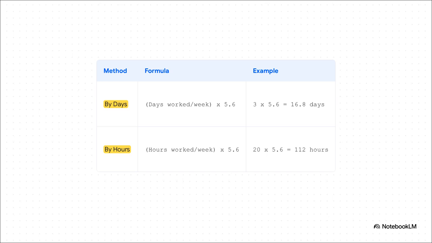Or maybe you're paid by the hour. Same deal. Just multiply your weekly hours, let's say 20, by 5.6 to get your total leave in hours. Simple as that.